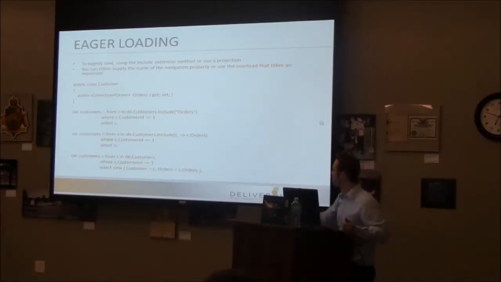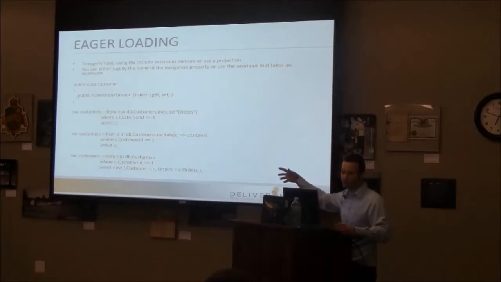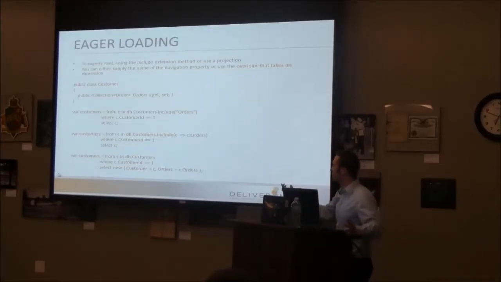With the first, if I were to rename the orders collection to orders 2 for some reason, then that would fail at runtime. With the lambda syntax, if I rename the property, it would actually refactor the code and rename this as well. And then the last way to do it would be if you actually wrote a projection query.